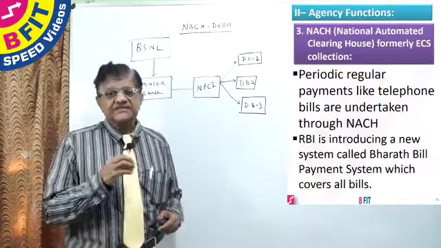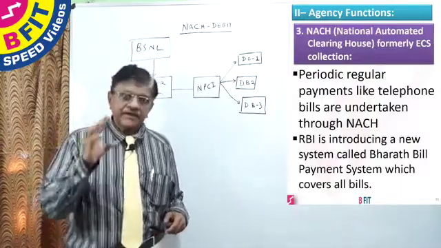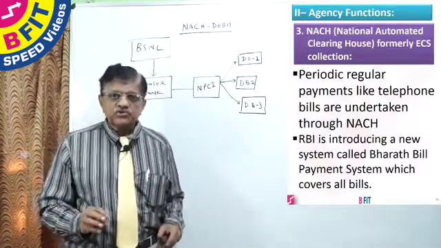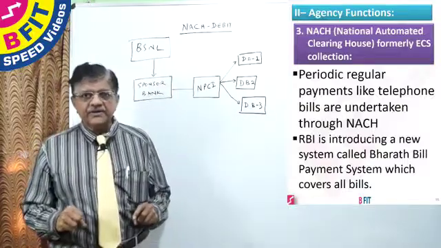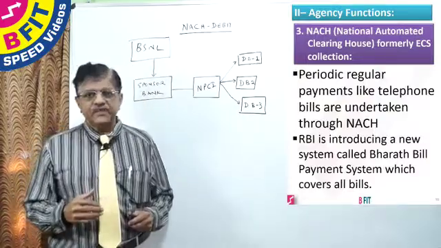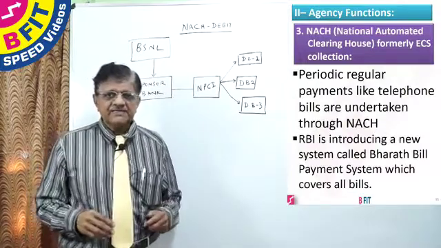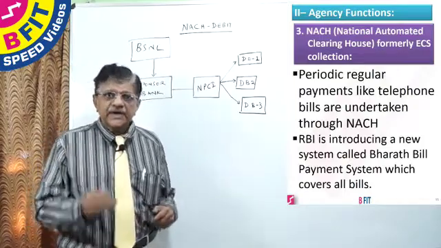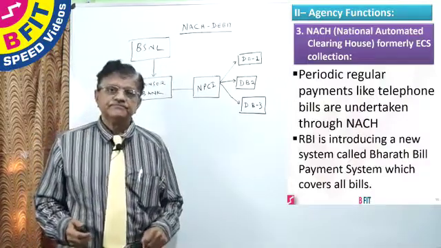So in such cases where I have to make regular small value but important payments, I can use NACH debit. I can take one authority form under NACH in which I authorize my bank. Let us say my bank is Indian Bank. I will authorize Indian Bank to debit these monthly bills received from BSNL every month.